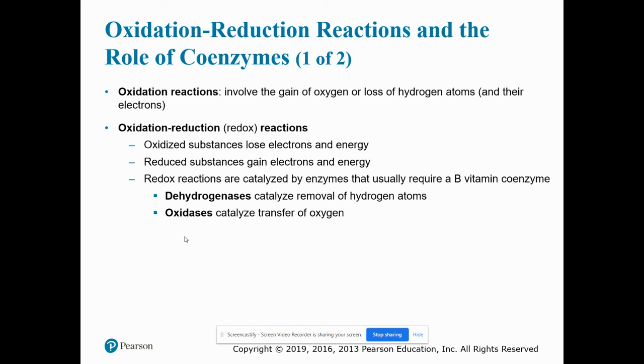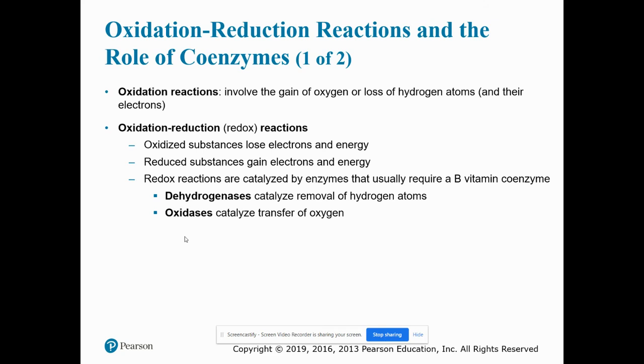This was somewhat counterintuitive to me when I learned this, because usually when I think of reduced, I don't think of gaining anything. So the way I look at this is as gaining something negative. Electrons have a negative charge. So if you gain a negative, let's say you gain debt, it's going to reduce the amount of money that you have. I don't know if that helps anybody out, but it helps me. Redox reactions are catalyzed by enzymes that usually require a B vitamin coenzyme.